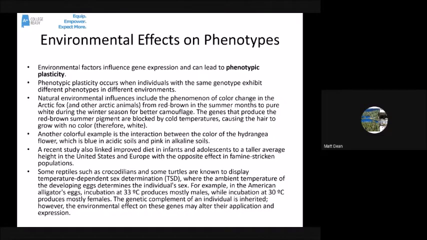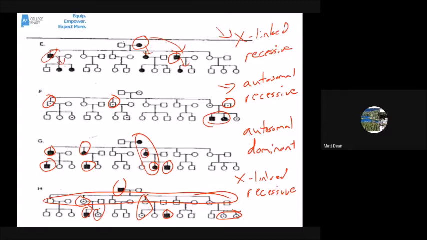All right, those are our pedigree charts. Let me take a minute and answer questions if there are any. Anyone have any pedigree chart questions before we move on? Yes, I was wondering, how is E recessive?